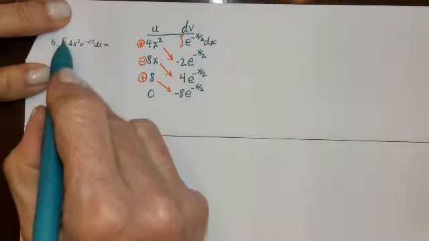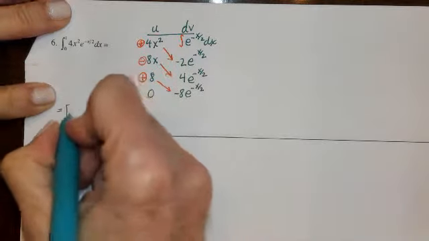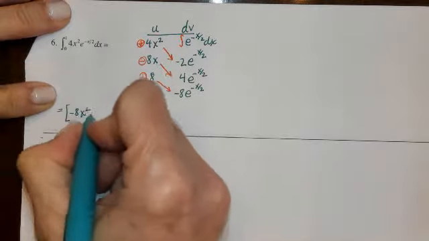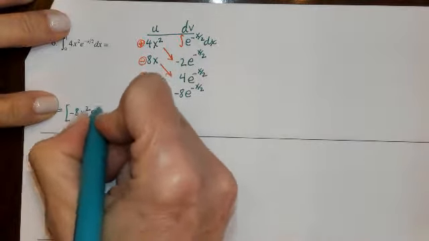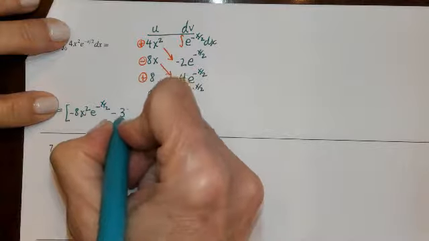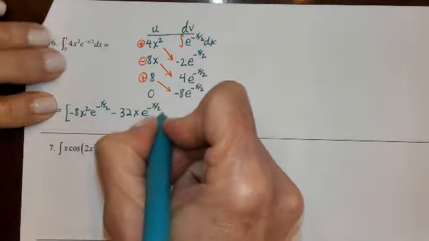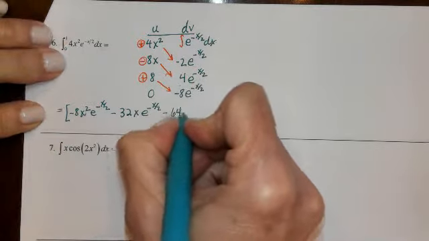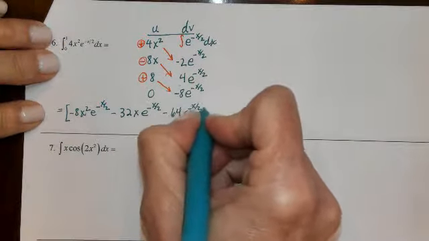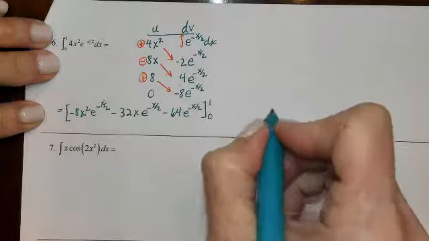So, and I just noticed I have boundaries, so I need to make sure I keep my boundaries there. So negative 8x squared e to the negative x over 2 minus 32x e to the negative x over 2 minus 64 e to the negative x over 2. And we're evaluating that from 0 to 1.